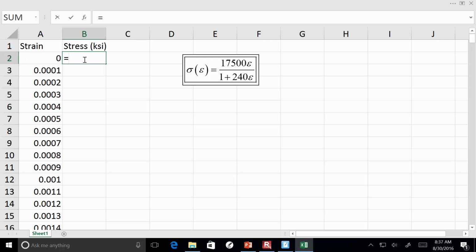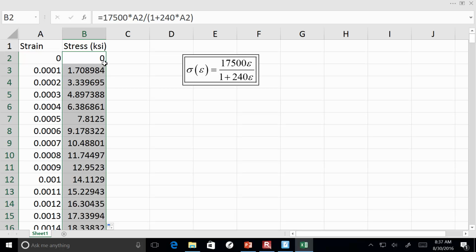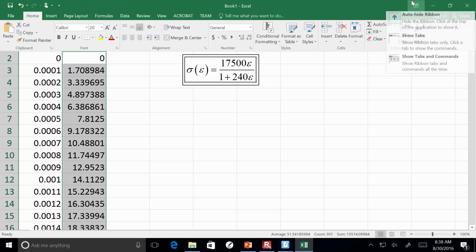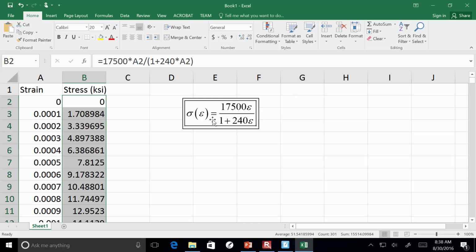So sigma equals 17,500 times that, right? Divided by the quantity 1 plus 240 times that, right? And then all I got to do is take this and just double click that, and now I got that data, right? Sound good? All right. Let's show that so we can actually see what's going on.